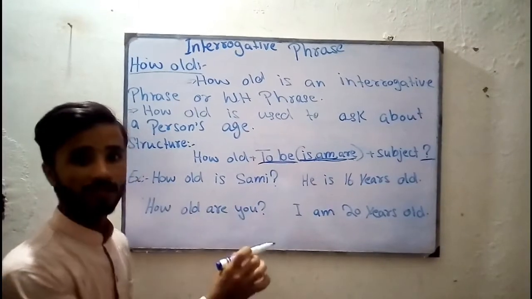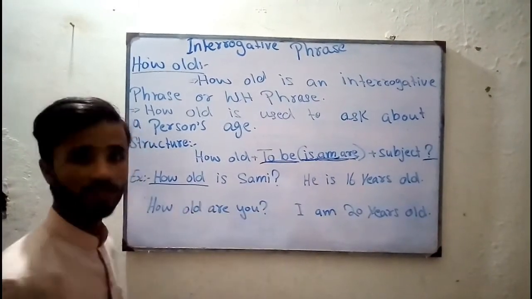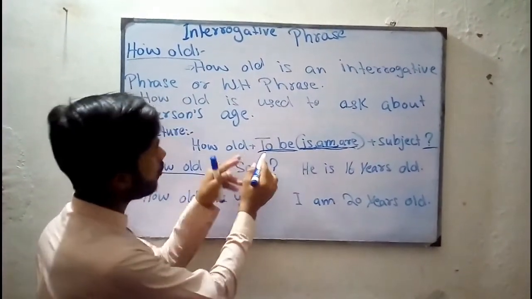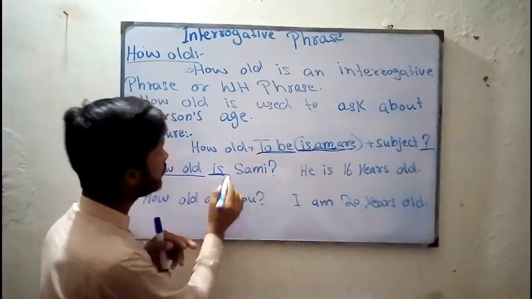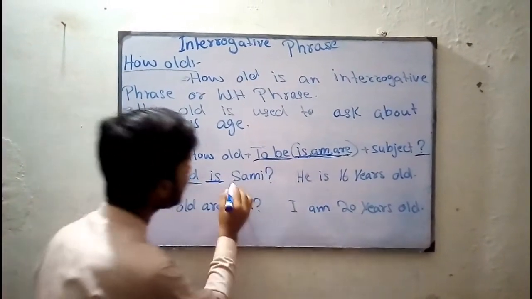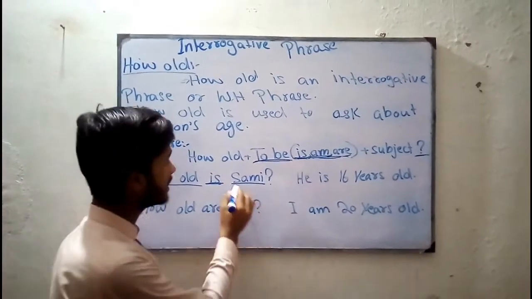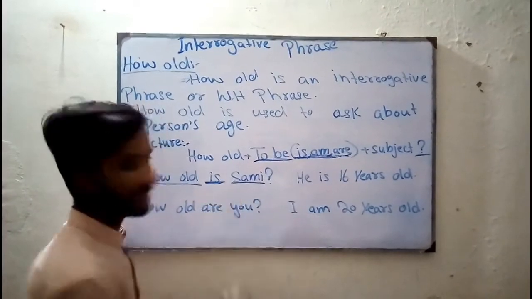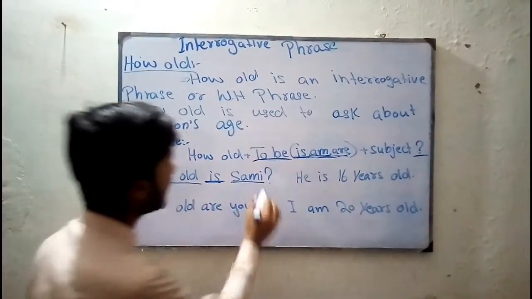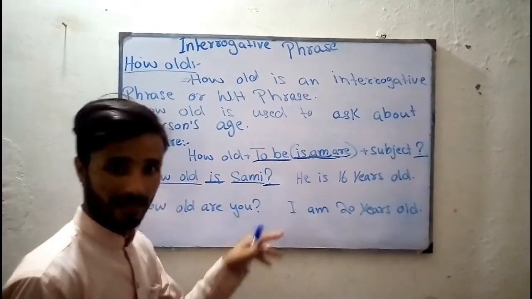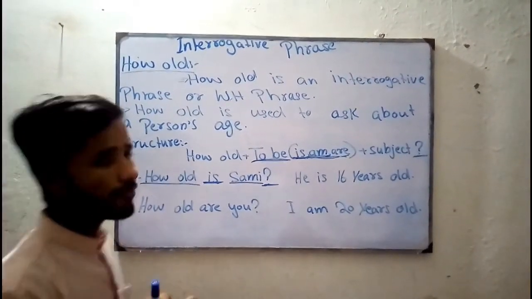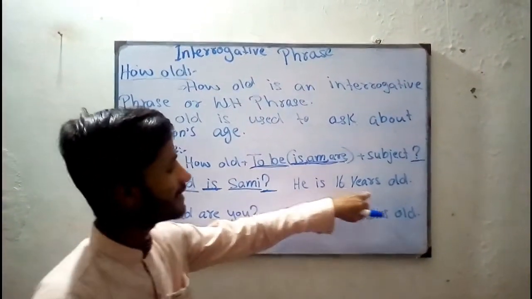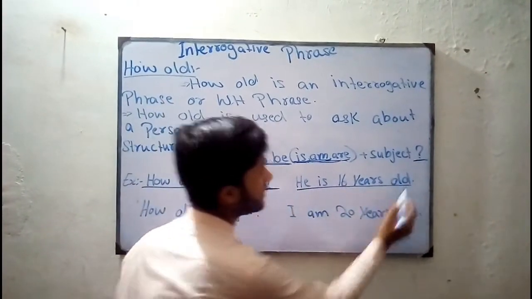So see the example. After the example you will come to know. How old is Sami? This is an interrogative phrase. Here I used S as I told you that how old plus to be, to be means SMR. Why did I use S? Because here I have a singular subject, Sami. It is a single name. And at the end you can see a question mark. Now if we want to answer this question, then we should say that he is 16 years old.